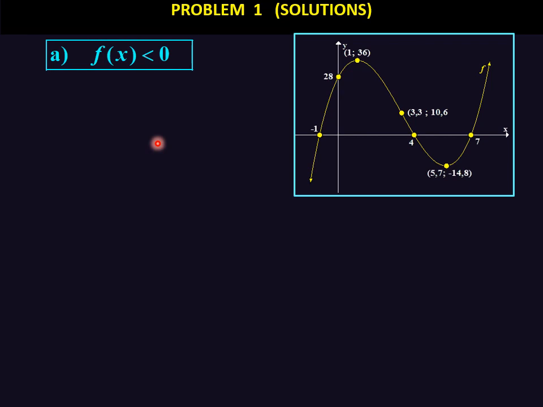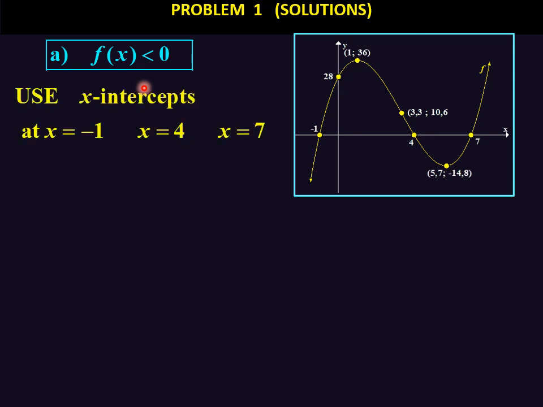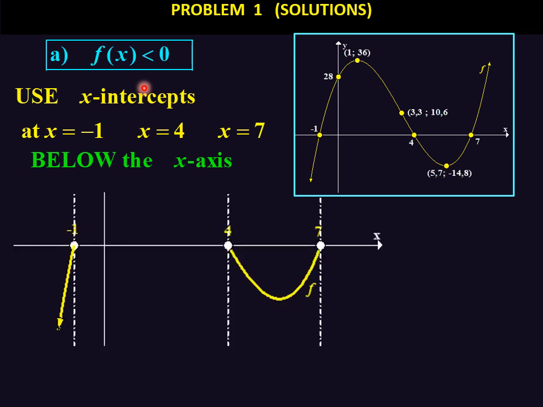There we have the given information. Let's look at the first question, f(x) less than 0. Which points should we require here? That's correct, the x-intercepts. And what are the x-intercepts? -1, 4, and 7. Now what does f(x) less than 0 mean? How do we interpret that? We must look at the values below the x-axis. Which part of the curve is below the x-axis? That's correct, there's the portion below.